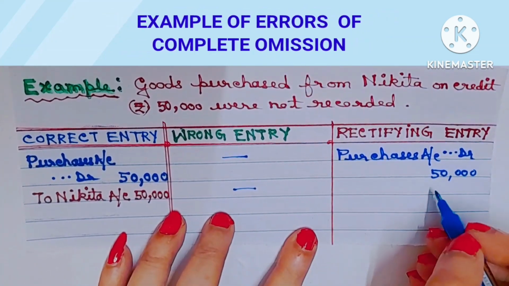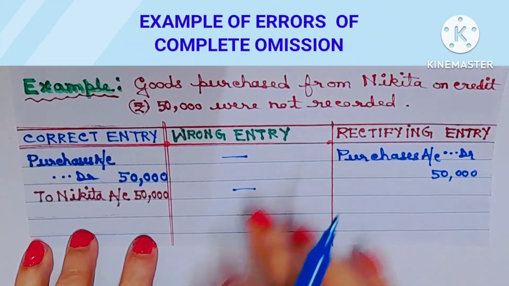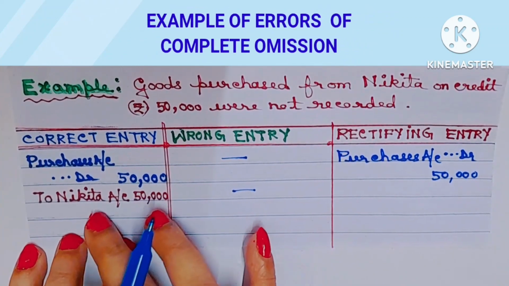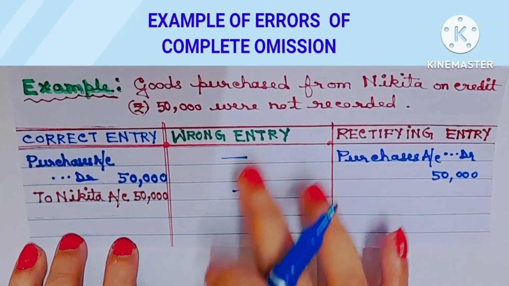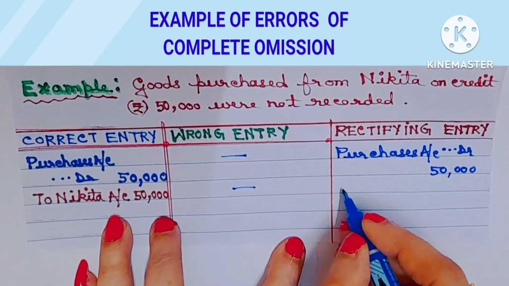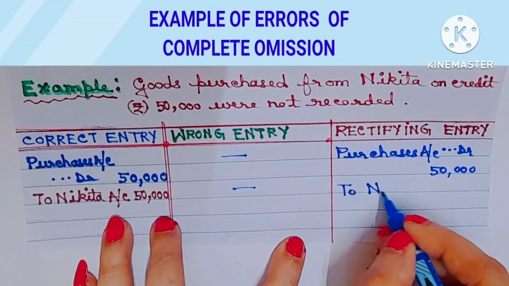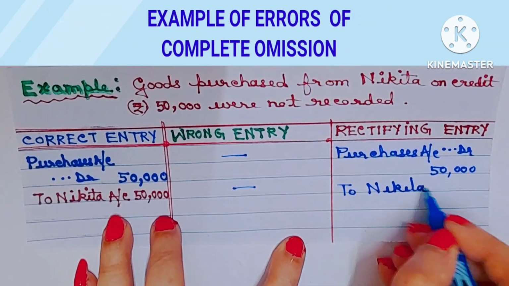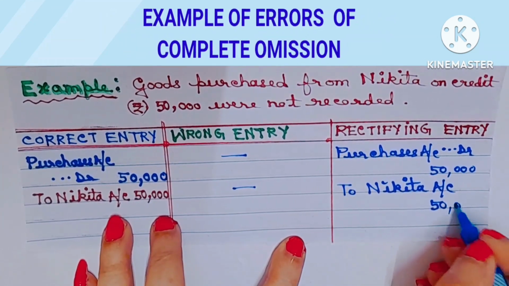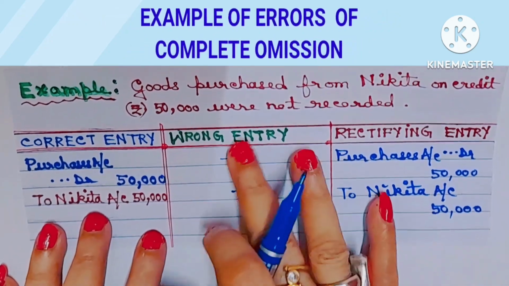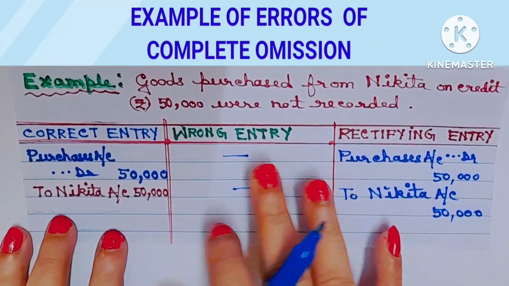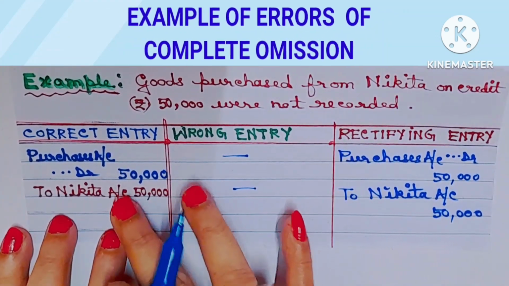Purchases account debit 50,000. And now let's compare with the credit side. The correct entry on the credit side is to Nikita account 50,000, whereas in the wrong entry, there is no recording on the credit side. So just copy: to Nikita account 50,000. Understood? If nothing is written on the debit side or credit side, just copy. Always you got to compare the correct entry with the wrong entry.